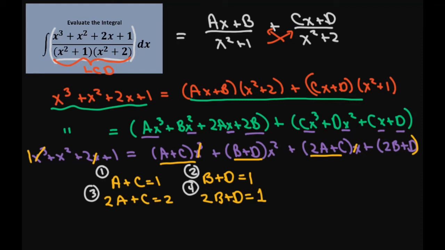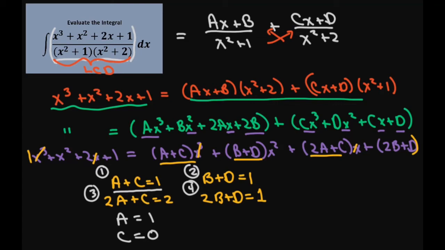Now let's subtract 1 from 2. If you subtract 1 from 2, you're going to get a equals 1. So I'm kind of working backwards here. 2a minus a is a. c minus c is 0. And 2 minus 1 is 1. So a is 1. And then if a is 1, then our c has to be 0, right? Because it has to satisfy this.